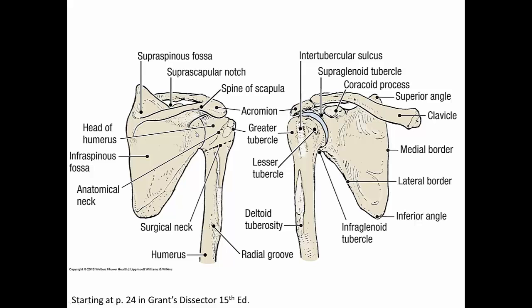side here. The head of the humerus is right here, and the head also has an anatomical neck and a surgical neck. And then we have the shaft of the humerus going down here with its characteristic radial groove along here. Now from anteriorly, we have the intertubercular sulcus, which transmits the tendon of the long head of the biceps. Then we have the lesser tubercle here, and where there's a lesser tubercle, there's also a greater tubercle over here.